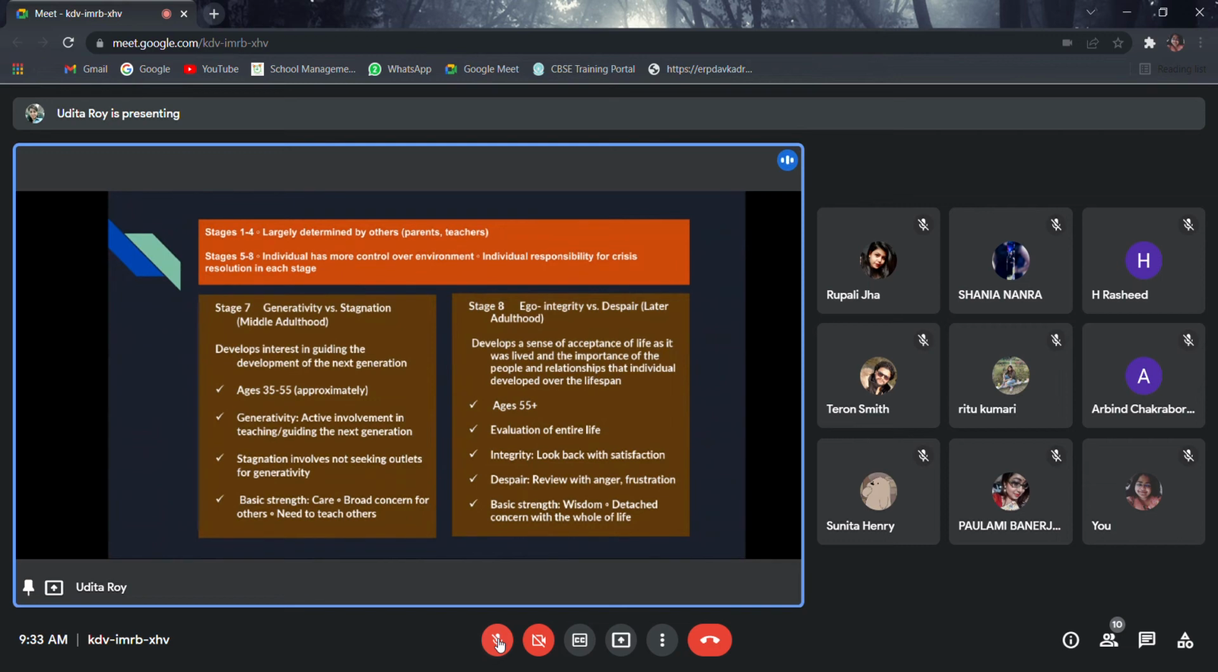From the mid-60s to the end of life, we are in the period of development known as late adulthood. Erikson's task at this stage is called integrity versus despair. He said that people in late adulthood reflect on their lives and either feel a sense of satisfaction and achievement or a sense of failure.